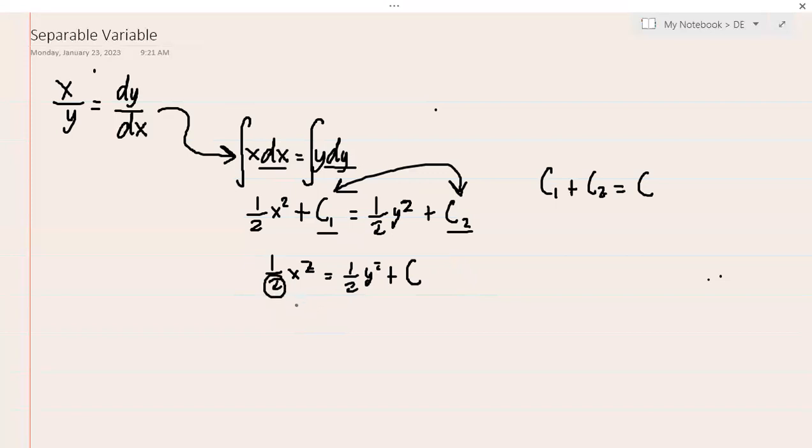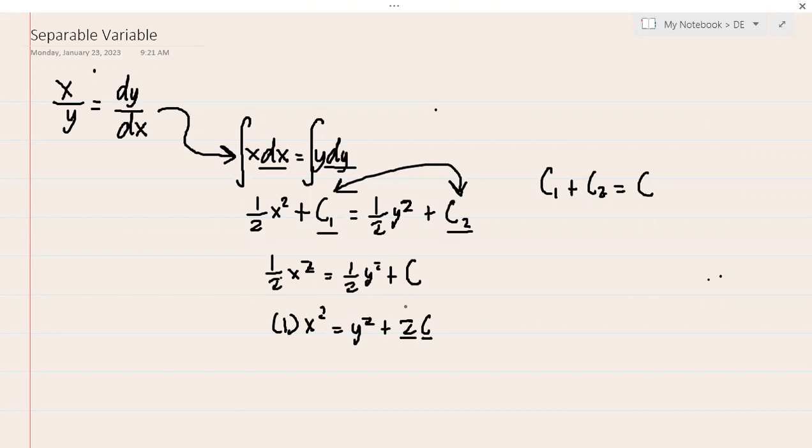Itong denominator na to, i-multiply mo siya dito sa equation na to. What will happen is that meron tayong 1 times x squared is equal to y squared plus, wait lang. Alright, going back. So we will have y squared plus 2c. However, meron tayong 2 at meron tayong c dito. So, dito, if you're going to multiply a constant term or an arbitrary constant to a arbitrary constant, ang sagot mismo ay arbitrary constant pa rin.